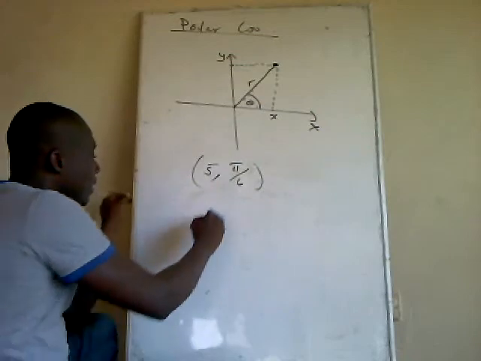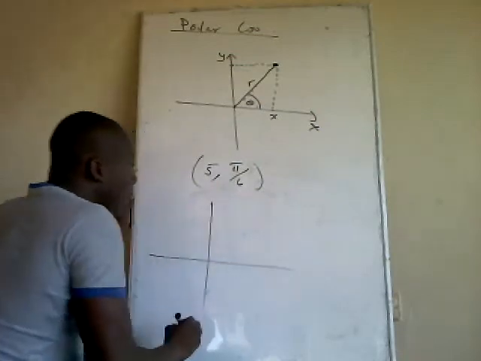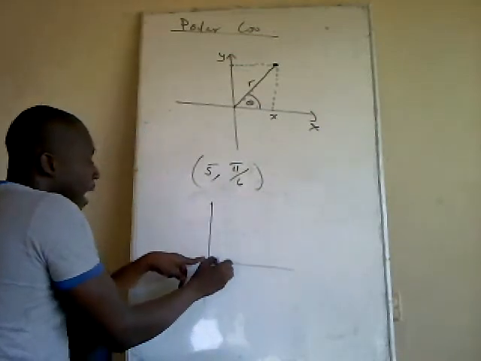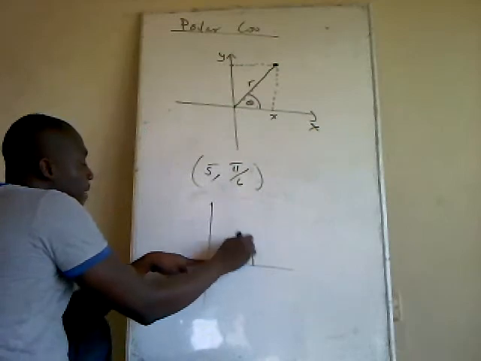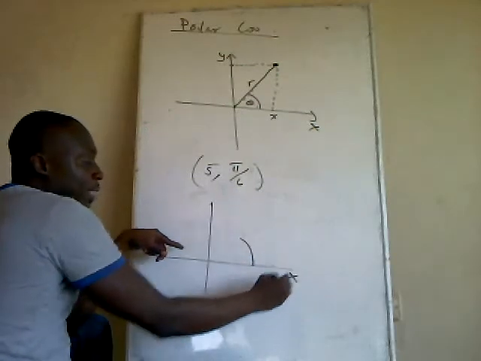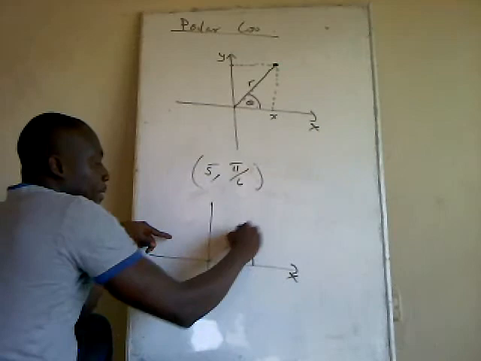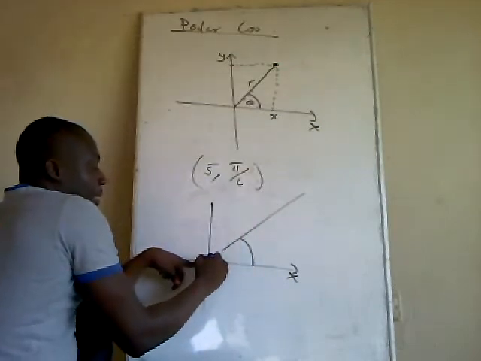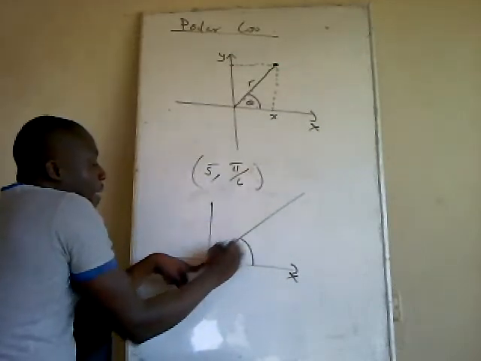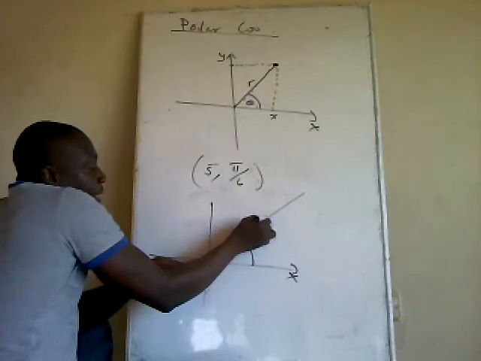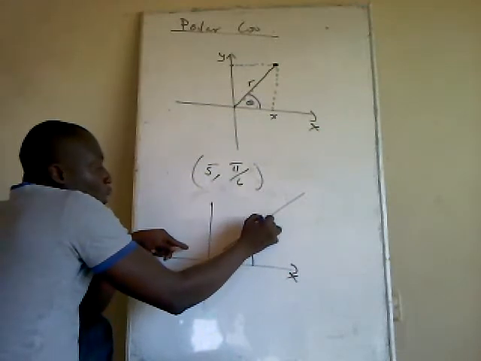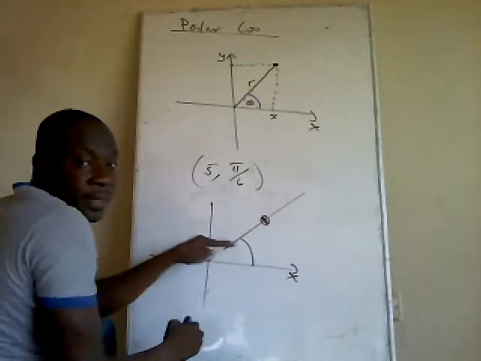It's a point because if I want to locate that point, then I measure pi on 6 with reference to the x-axis, and on that line, I measure 5 meters or 5 centimeters, let's say here. Okay, so this is our point.